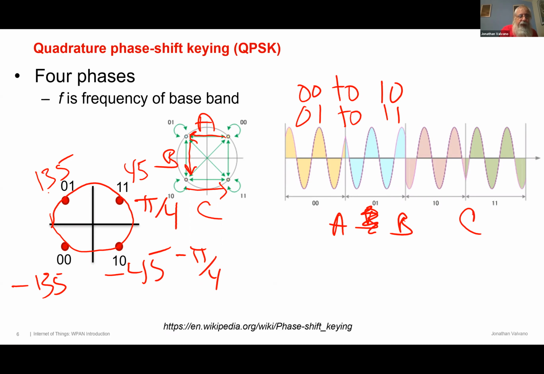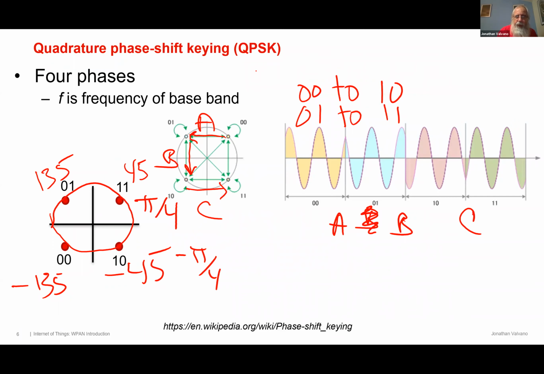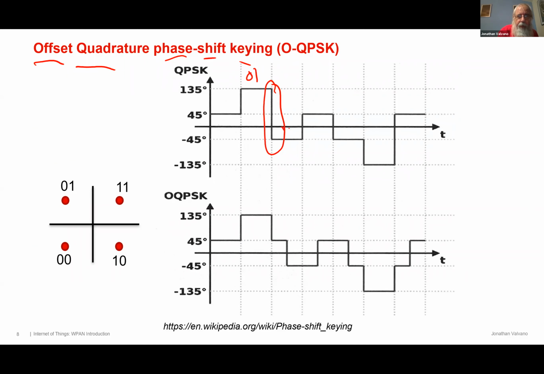135 was bit 01. See that? So this is bit 01. Minus 45 is bit 10. Okay? And whenever you flip both bits from one pulse, this is the pulse rate here, right? That's 1/FP. That's the pulse rate. This is the digital representation of the waveform. And so when you flip a phase such that you flipped both bits.